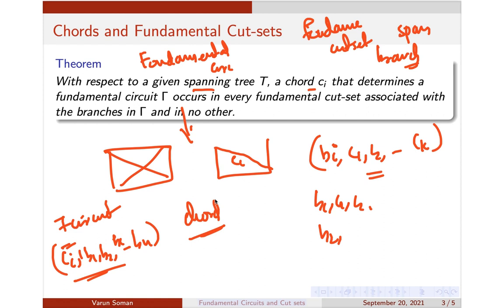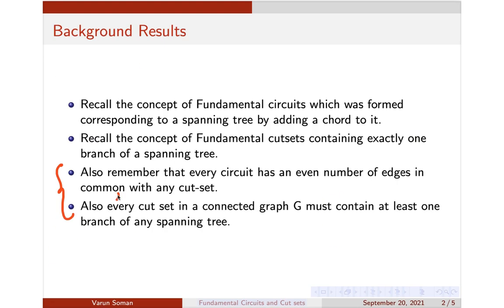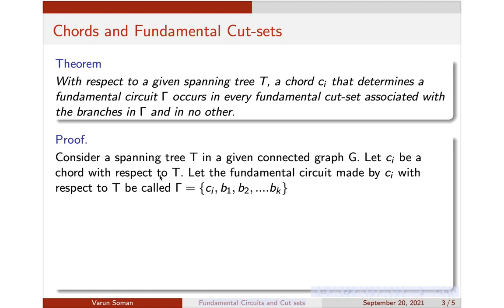If you think geometrically, graphically, you will understand the meaning of the statement first. Okay, now let us proceed. How to prove it? We'll start with the fundamental circuit. First of all, we are taking a spanning tree T of a connected graph G, and I am going to take a fundamental circuit gamma. So this gamma is equal to Ci, then B1, B2, etc., Bk. So this is the fundamental circuit, and Ci is the chord here.